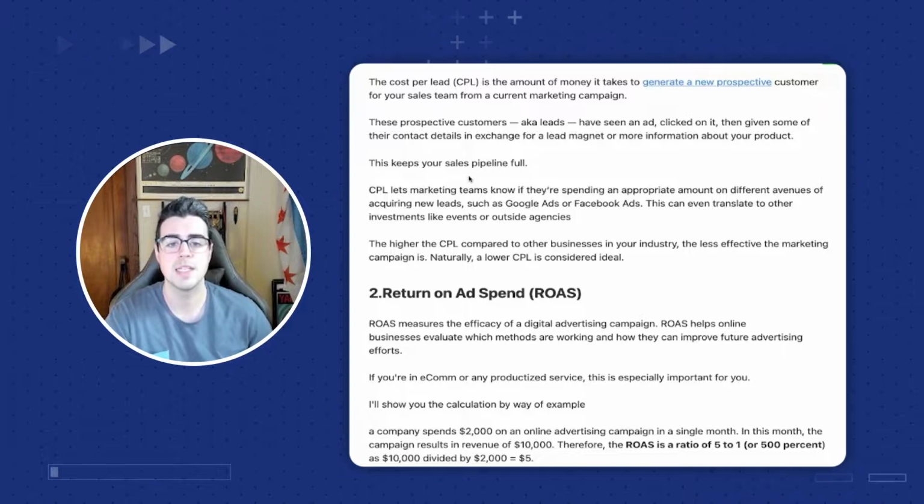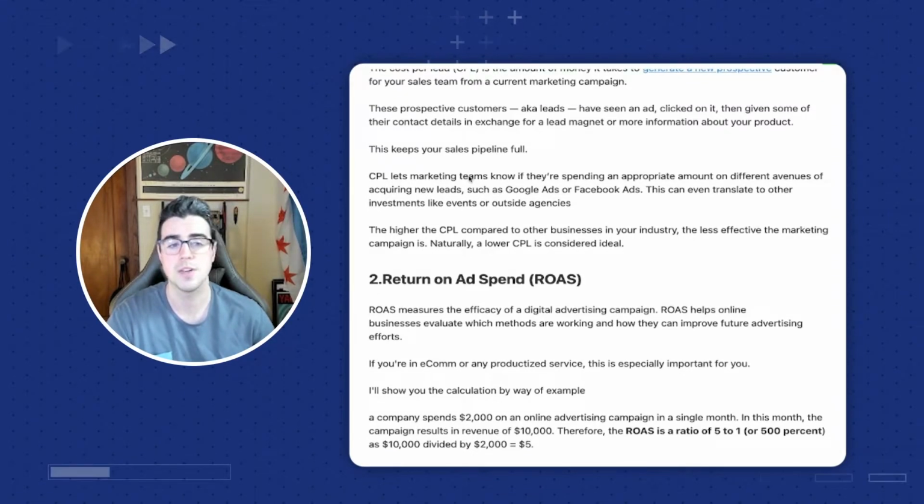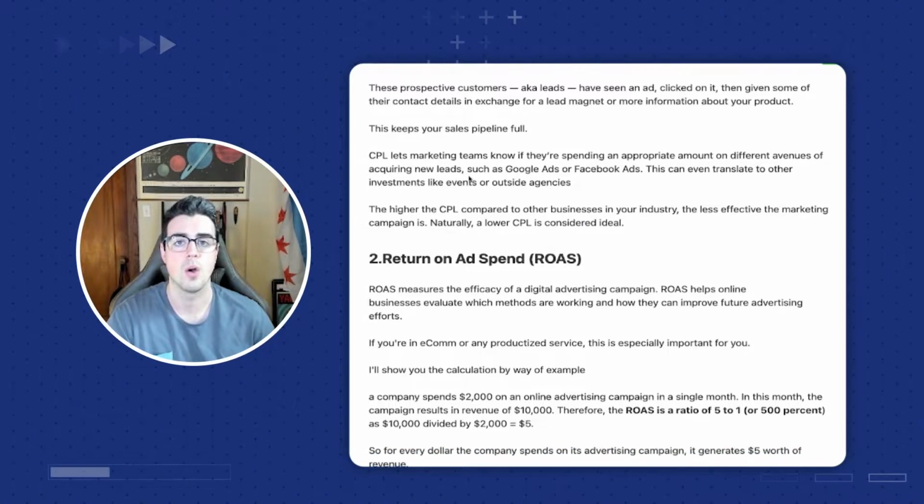CPL lets marketing teams know if they're spending an appropriate amount of time on different avenues of acquiring new leads, such as Google ads or Facebook ads, but this can also translate to other investments like events or outside agencies that are doing lead gen or any other marketing service for you. The higher the CPL compared to other businesses in your industry, the less effective the marketing campaign is. So naturally, a lower CPL is considered ideal.